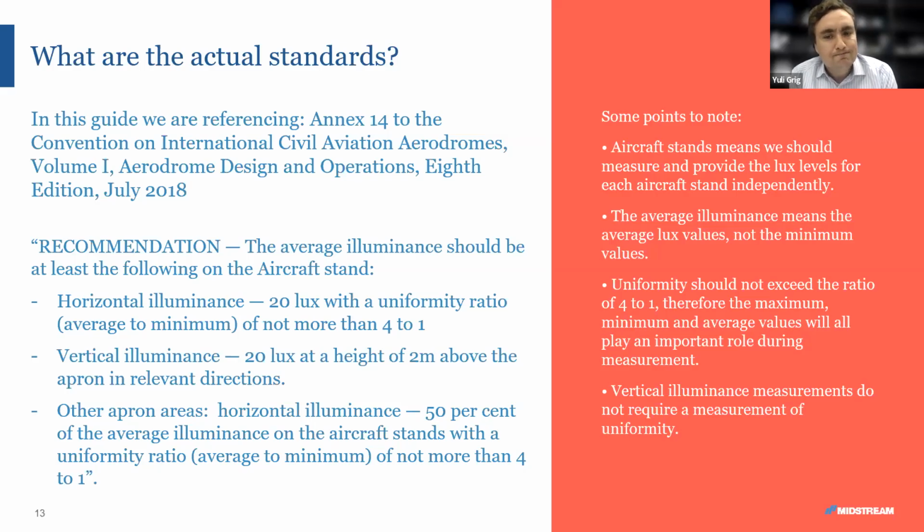Some points to note: the vertical illuminance, for example, doesn't require a measurement of uniformity. So the horizontal should be 4:1, but vertical is not a requirement, although it is best practice and something that we try to always work towards whenever we work in projects. Average illuminance, again, we mentioned, and I need to reinforce this, means average lux values. It doesn't mean the minimum values. And we still today have that discussion with contractors or airport operators. It is the average values, so the minimum average.